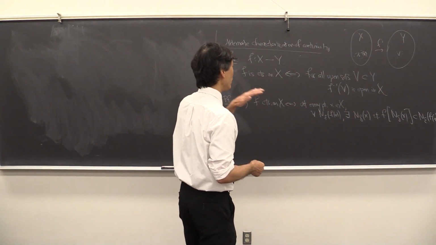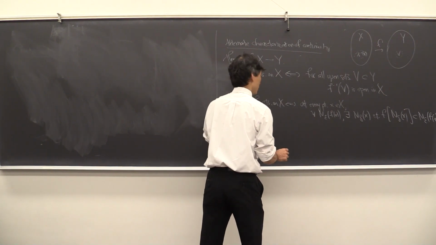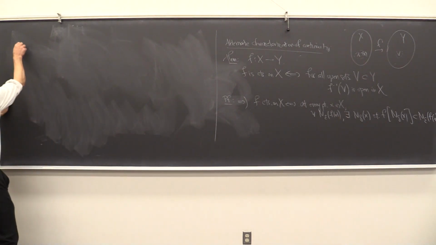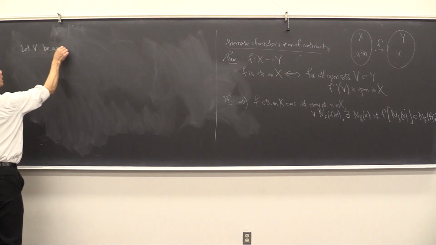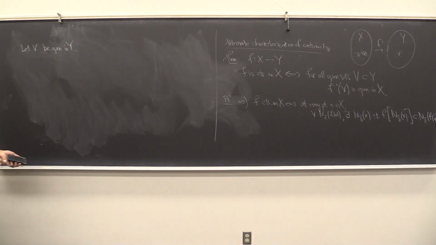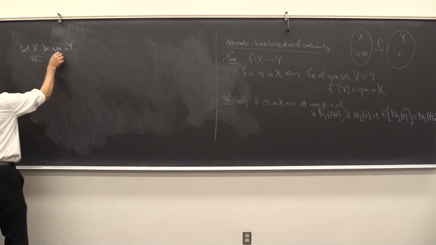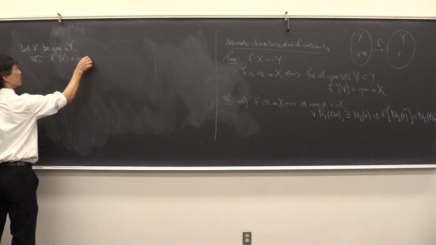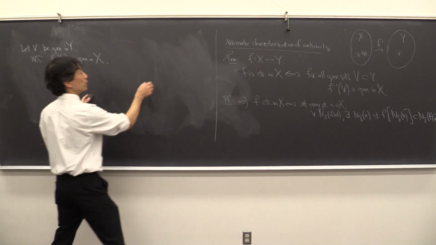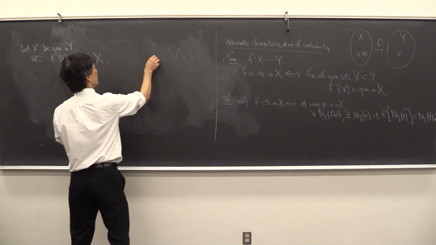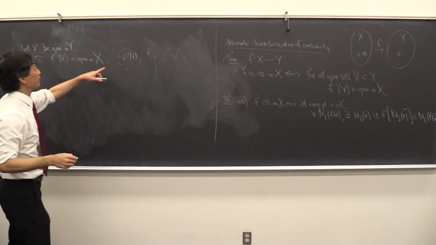Okay, so we want to show that. Let V be an open set in Y. We want to show that f inverse V is open in X. So we have this V over here, we take the pre-image, and we've got f inverse V over here.